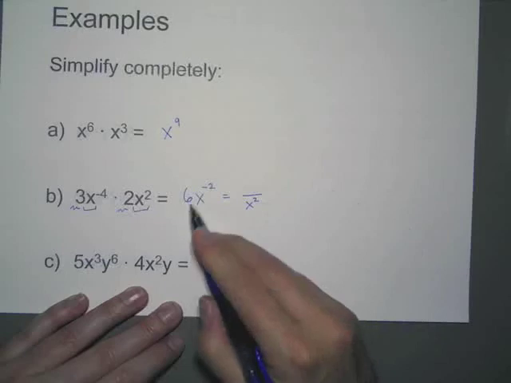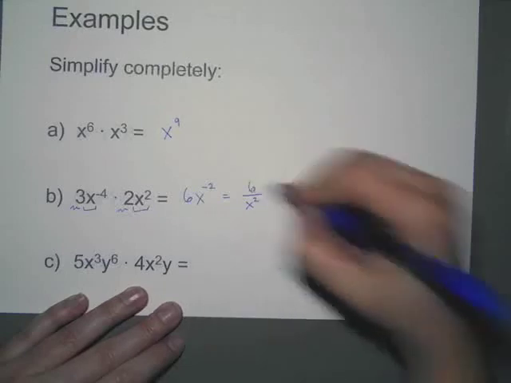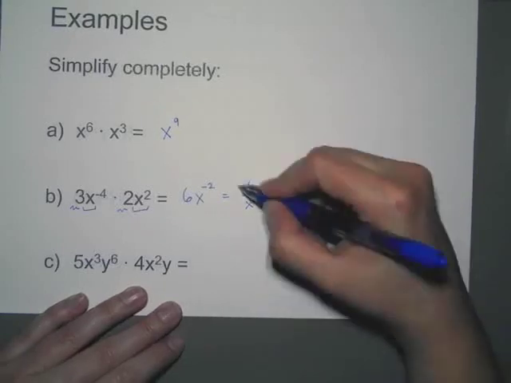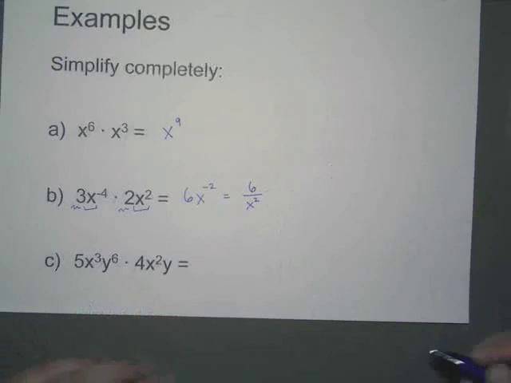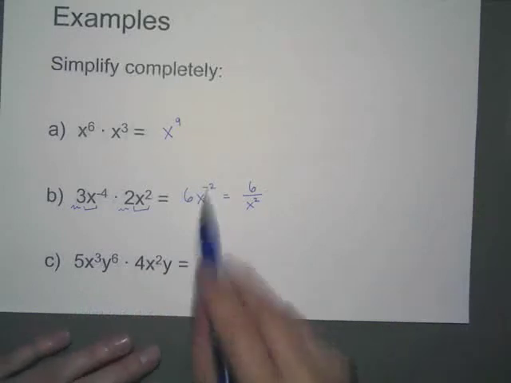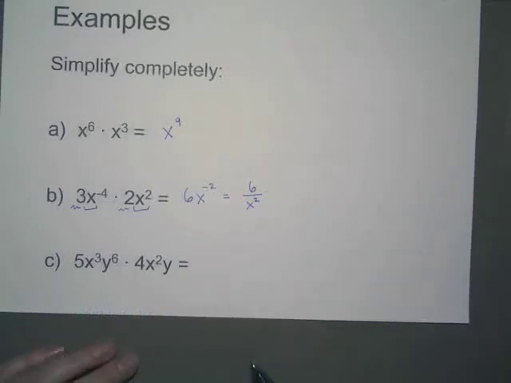The 6 was perfectly fine where it is, and it remains up on the top of the problem. So completely simplified is 6 over x squared. All right, we don't want to leave any negative exponents in our answers. All right, let's try one last problem.